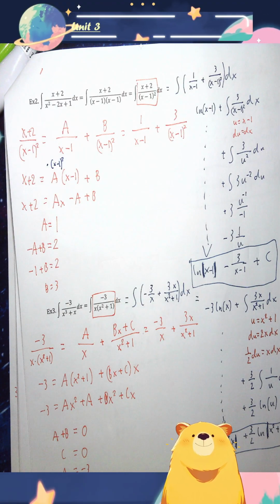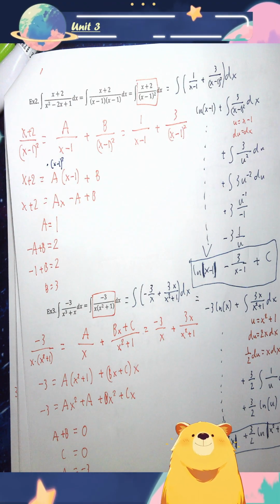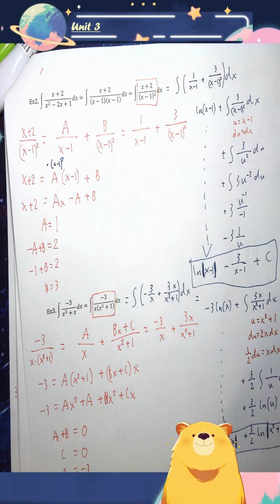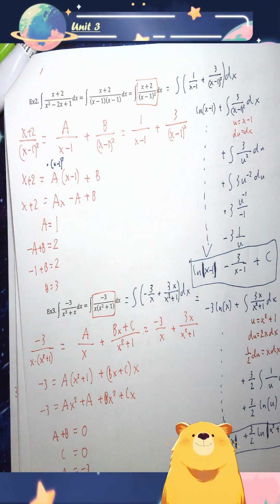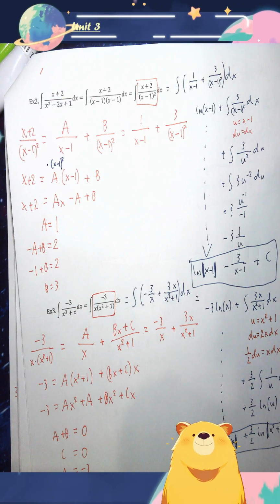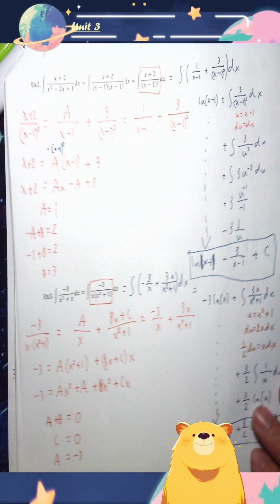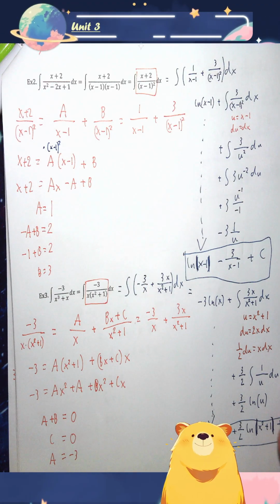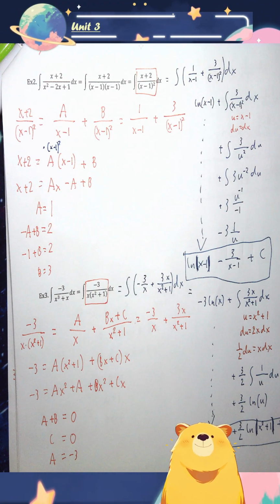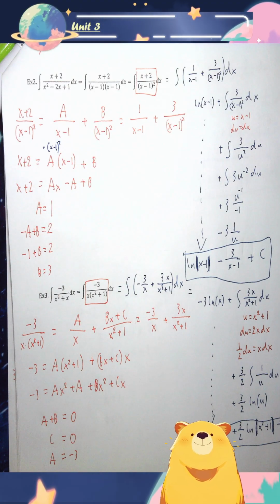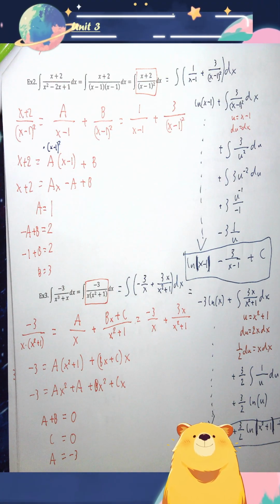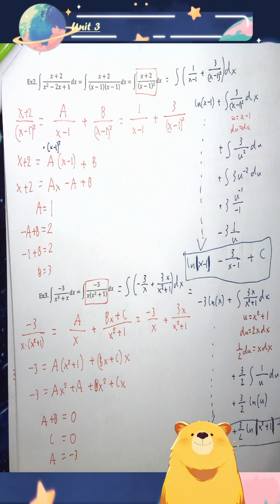We know a is 1, so we can just plug it in. Negative a plus b is equal to 2. b then is equal to 3. So then you could split this up to be 1 over x minus 1. And then you'll split this up to be 3 over x minus 1 squared.